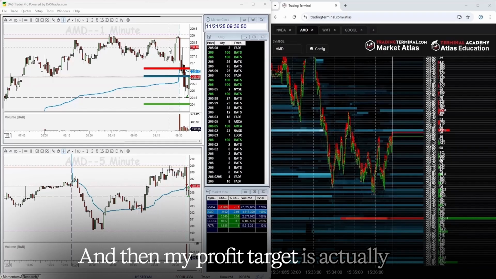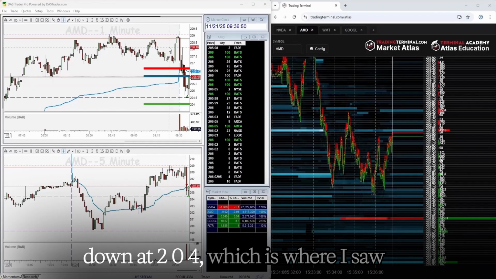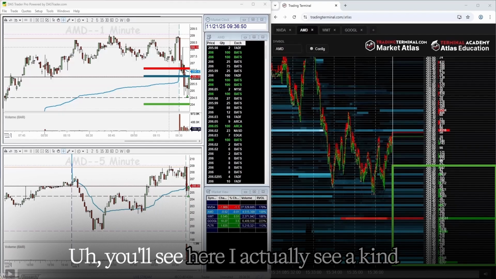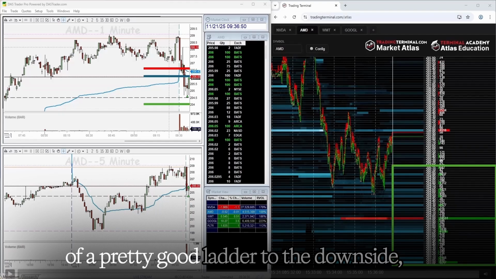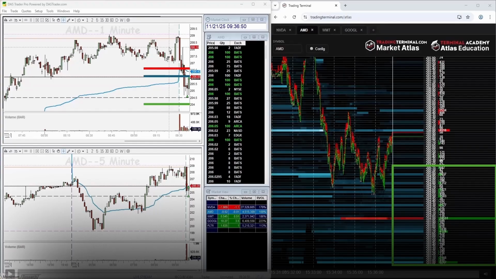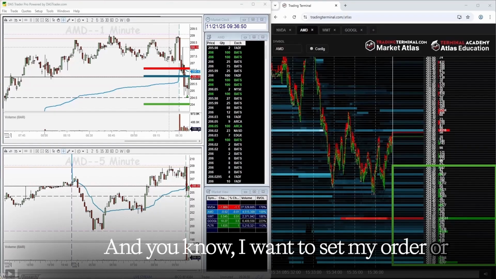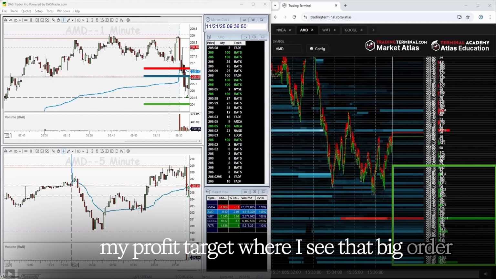And then my profit target is actually down at 204, which is where I saw that huge order to the downside. You'll see it here. I see a pretty good ladder to the downside, so it's giving me a lot of confidence. I want to set my profit target where I see that big order.